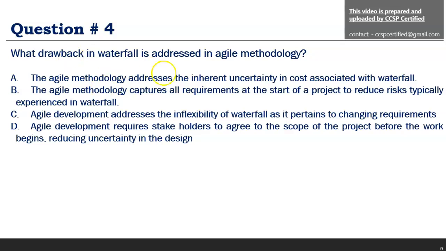What drawback in waterfall is addressed in the agile methodology? Agile, as we have seen, reduces the whole development process to small sprints, and small features are developed and tested. What drawbacks does it address? I'm not reading all four options, but my suggestion is to read them. The first one is associated with cost, but nothing here is associated with cost. Some are associated with risk. The third one is correct here: agile addresses the inefficiency of waterfall as it pertains to changing requirements. If there is a change in the requirement, there is no possibility in waterfall that it will change, because it follows the same path which is defined. In many cases waterfall is still used, where there is a strict requirement to follow the path rather than change it. In those cases we still use waterfall, but the industry mainly uses agile.